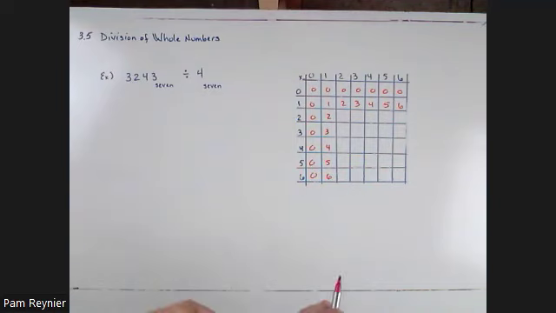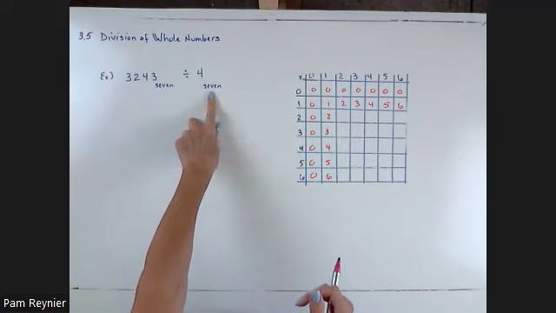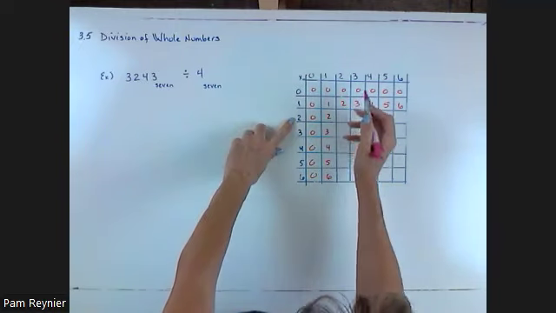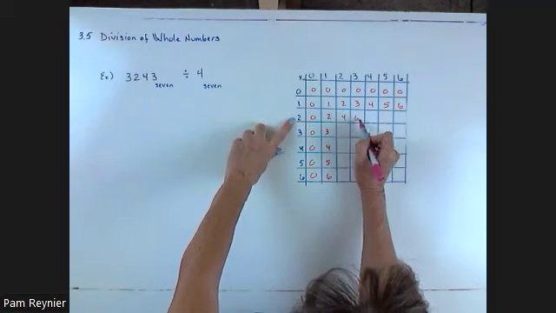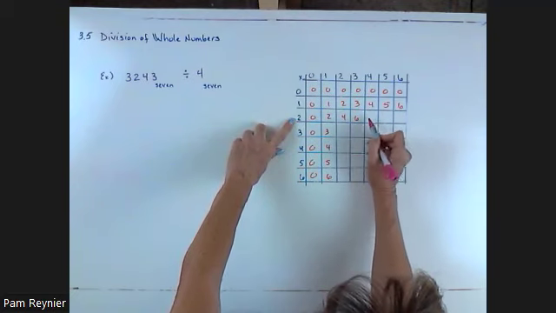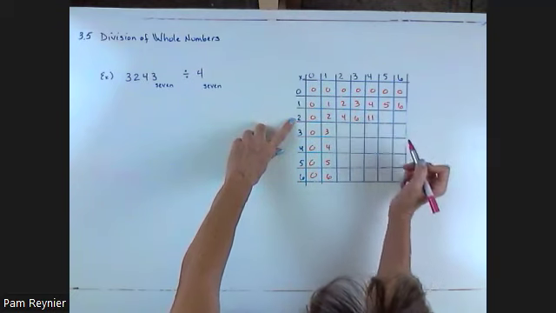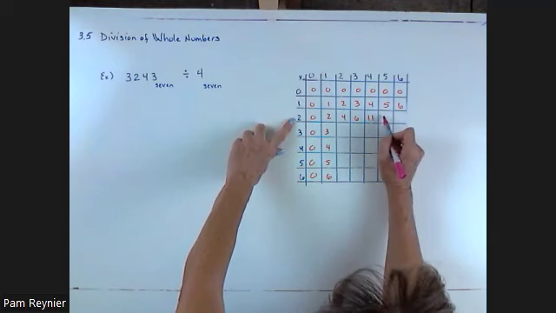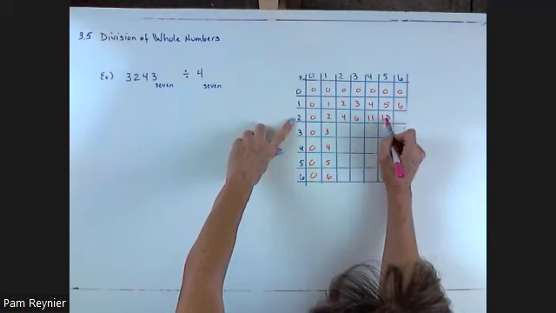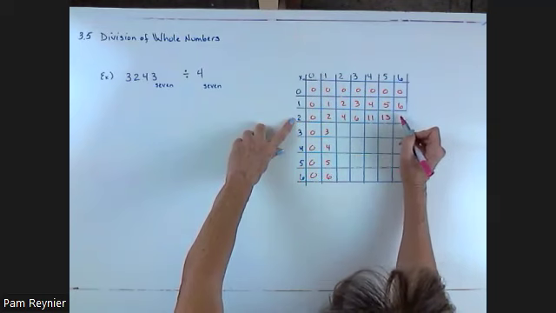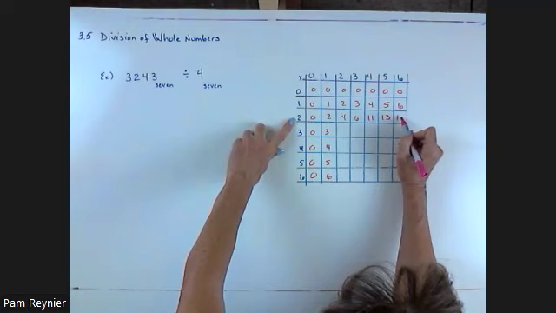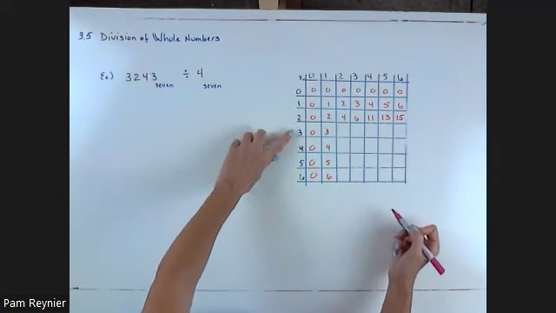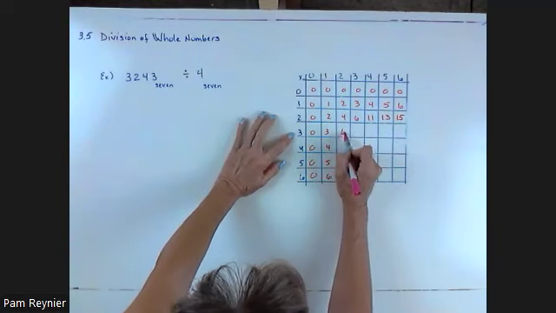Now I'm going to start with 2. Again, we're thinking about 7, base 7. 2 times 2 is 4. Haven't gotten to 7 yet. 2 times 3 is 6. 2 times 4 is 8. One group of 7 with 1 left over. 2 times 5 is 10. 1 7 with 3. 2 times 6 is 12. 1 7, 5 left over.